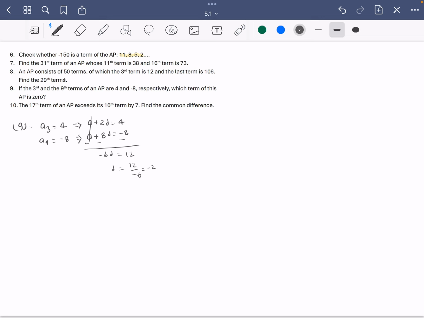Now I'll plug in this value in one of the equations. Let's put it in the first one. a plus 2d equals 4. So a plus 2 times negative 2 equals 4. a minus 4 is 4. So a is going to be 8. Now we have to find out whether this AP has a term that is 0.